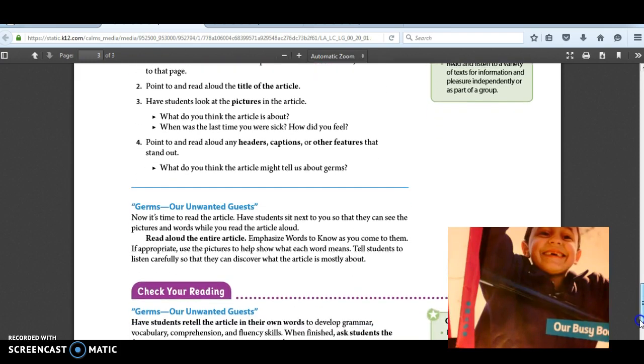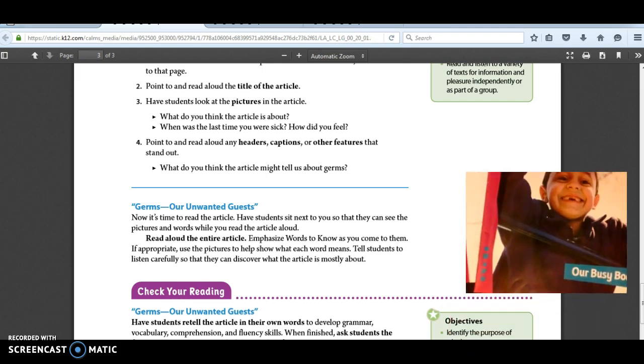You want your student to be sitting next to you so that they can see the pictures and the words while you read the article aloud. You want to read aloud the entire article. Emphasize words to know as you come to them. Those are going to be the words that we talked about. Cells, microscope, germs. If appropriate, use the pictures to help show what each word means.